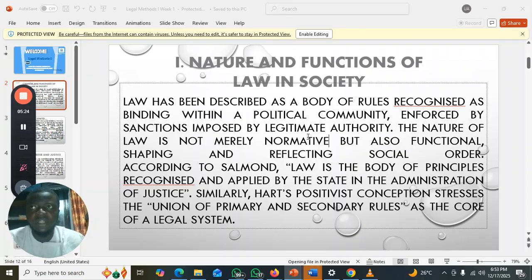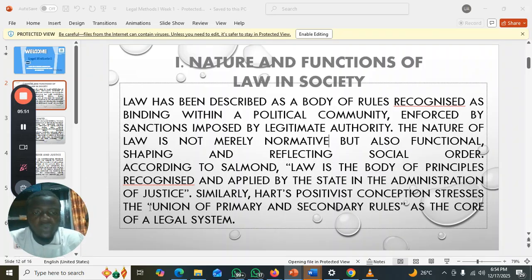Something that can change. You understand? It's different from empirical. Empirical is something that doesn't change, but normative is something that changes. So law is not just that it can change, but it is also functional. It has a function. What is the function? It's shaping and reflecting social order. Law is used to change how order should be done. So this is the most important area in this note.